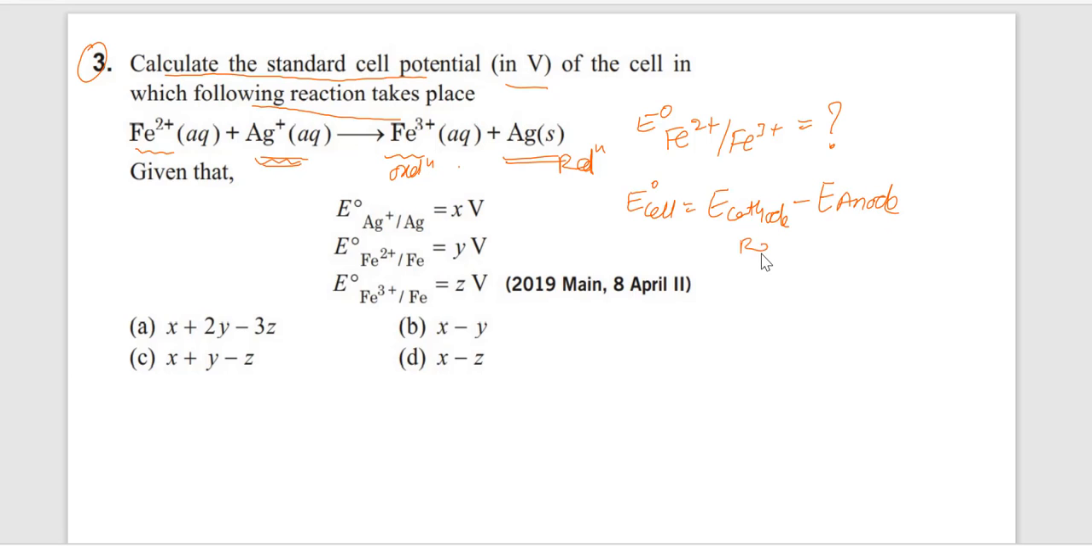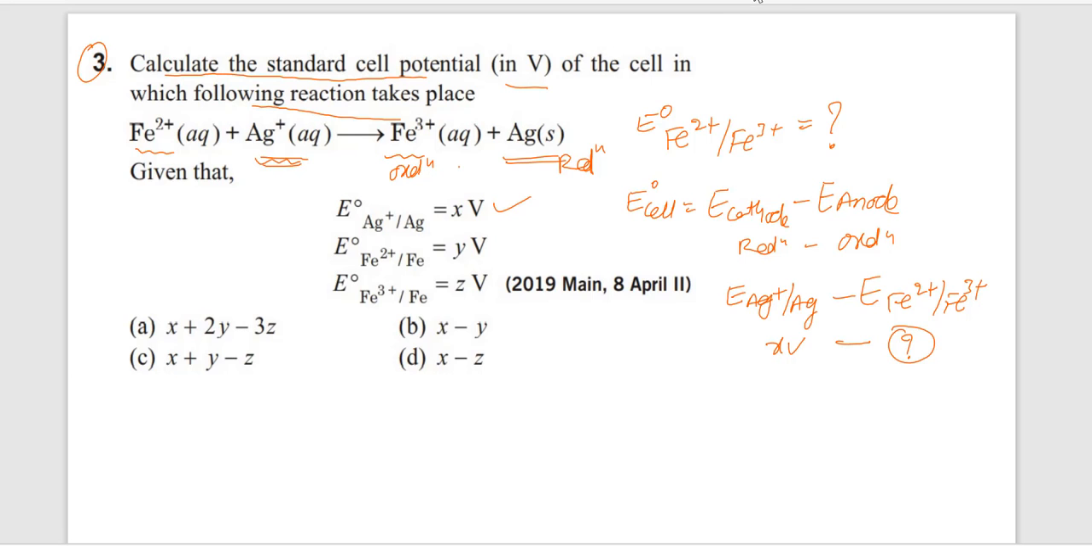That means reduction reaction minus oxidation reaction. E reduction, what is that? Ag plus to Ag minus E of Fe2 plus to Fe3 plus. This value we have to calculate. So Ag plus to Ag is already given, x volt. Okay, minus this value you have to calculate, x volt, right?